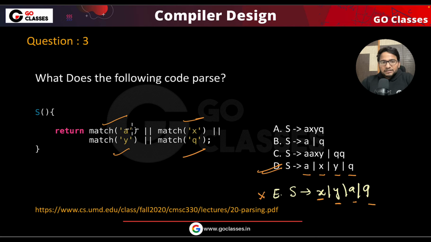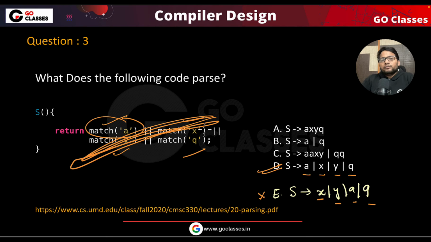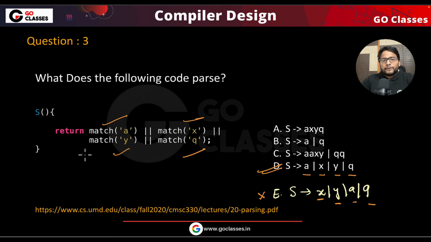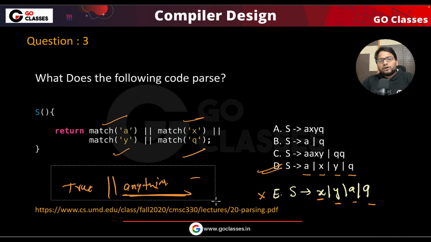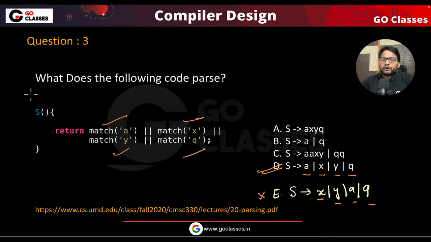Okay, and D is the answer because A, then X, then Y, and Q. See, first you will try A. If this is true, you will not even look further, right? Because of the short circuiting that we see in C programming. Even if you don't know about short circuiting, just see here that if something is true, then true or anything, whatever is written there, is actually true. So you don't need to look at what is there. If this is true, then the rest doesn't even matter. So it will not look at the further things. That's called short circuiting in C programming, but let's not worry about it. So that's why D is the correct answer here.